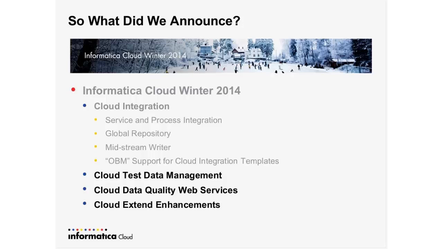So this actually covered, and as you can see, we covered 4 key technologies on Informatica Cloud. We introduced service and process integration, which is a new offering. We introduced global repository, which is a significant new enhancement to our platform. We introduced midstream writer, which is at a data integration and data flow level, and outbound messaging for reusable integrations.